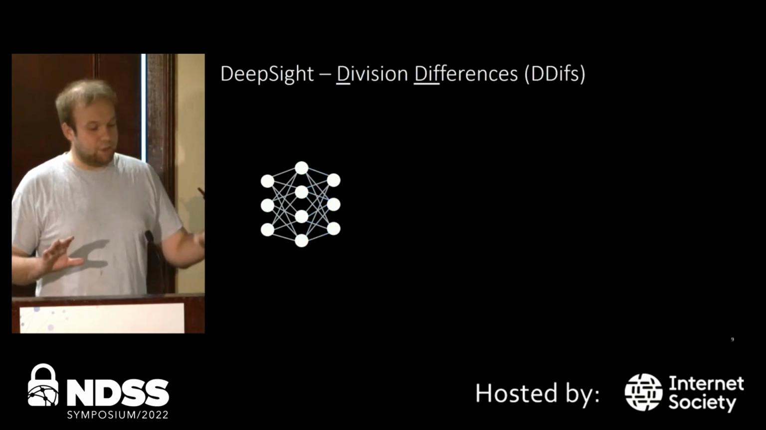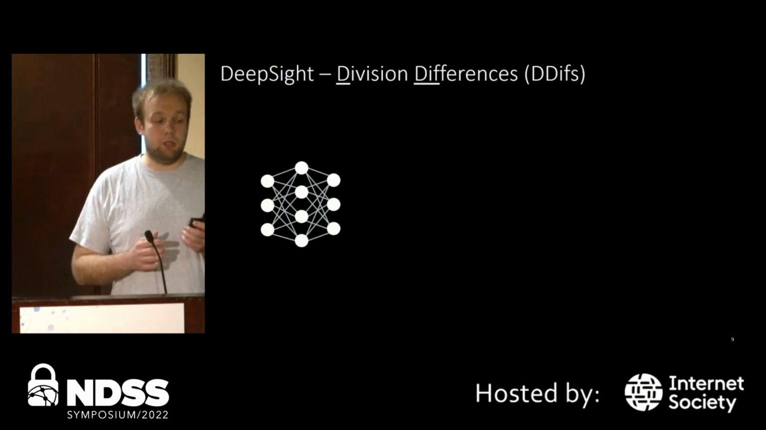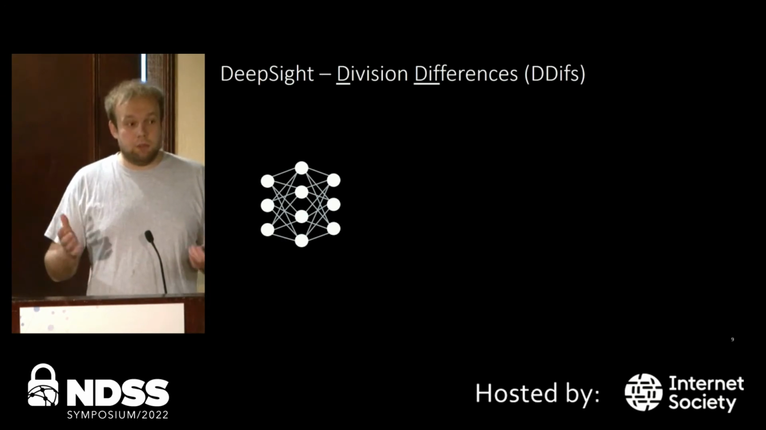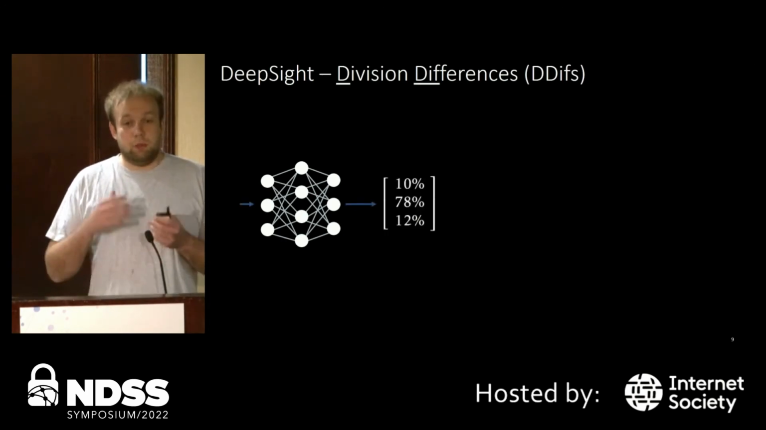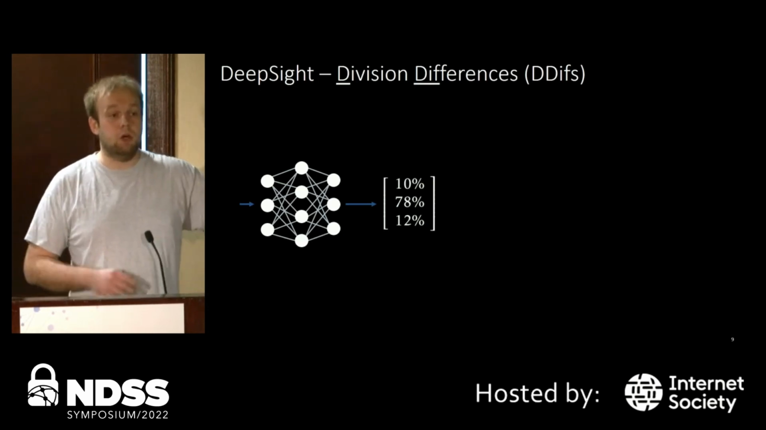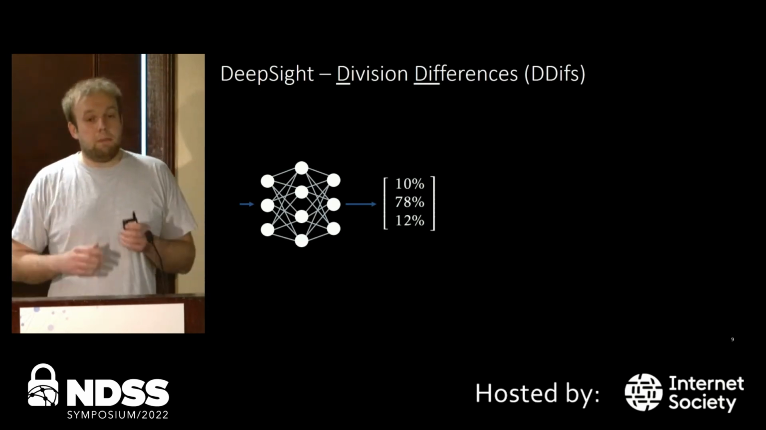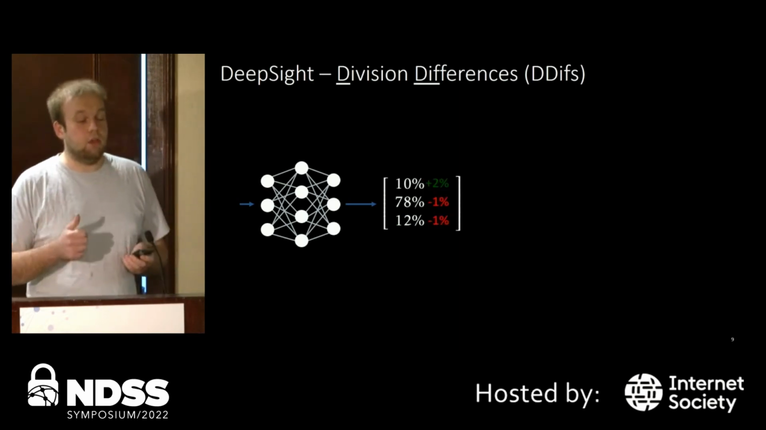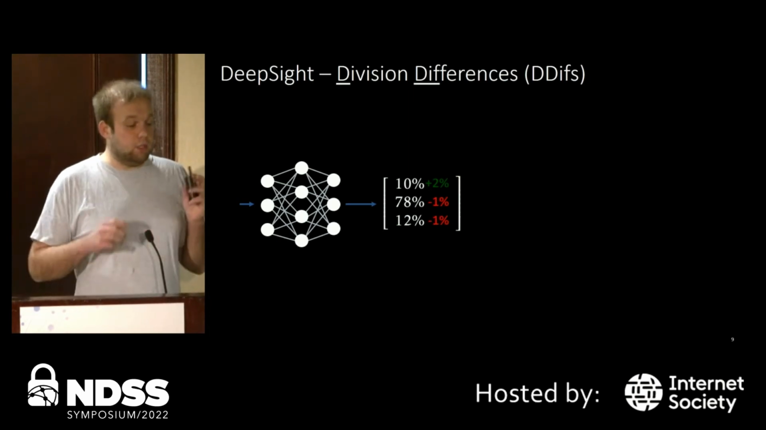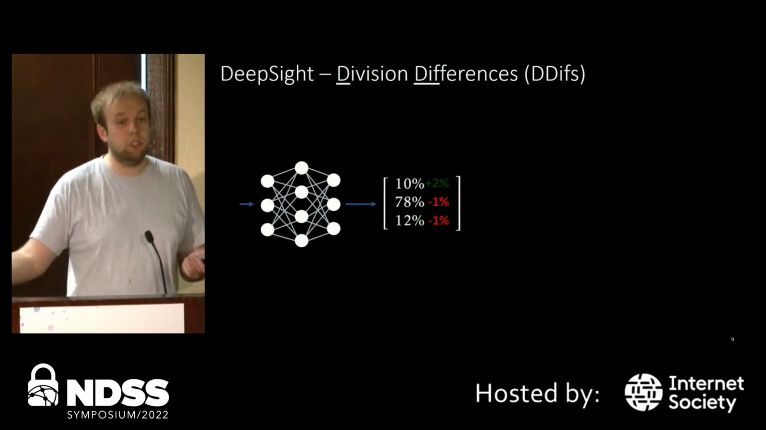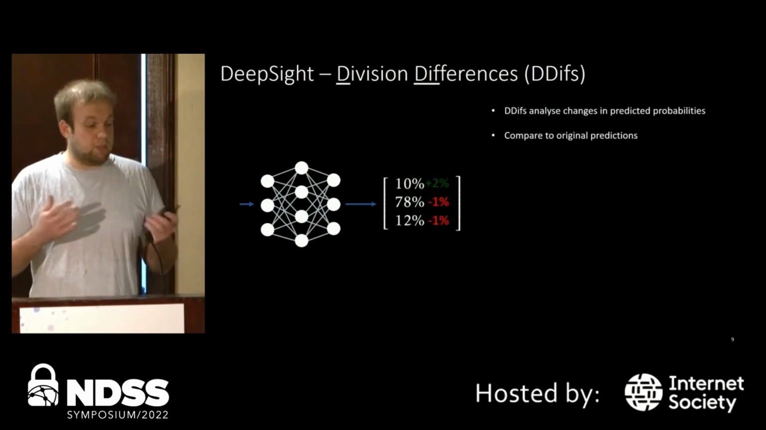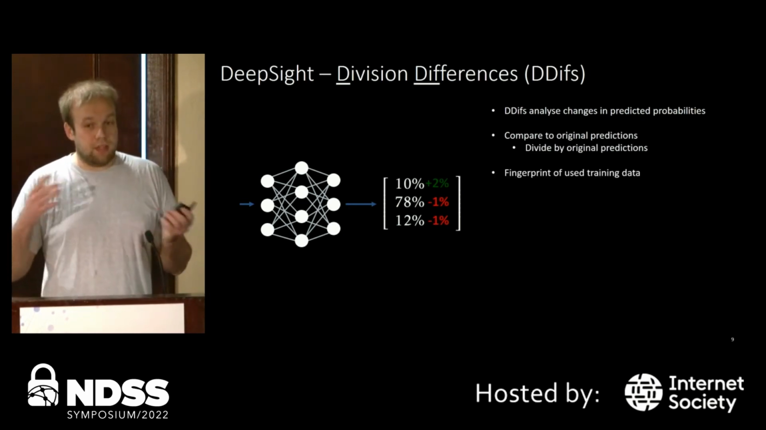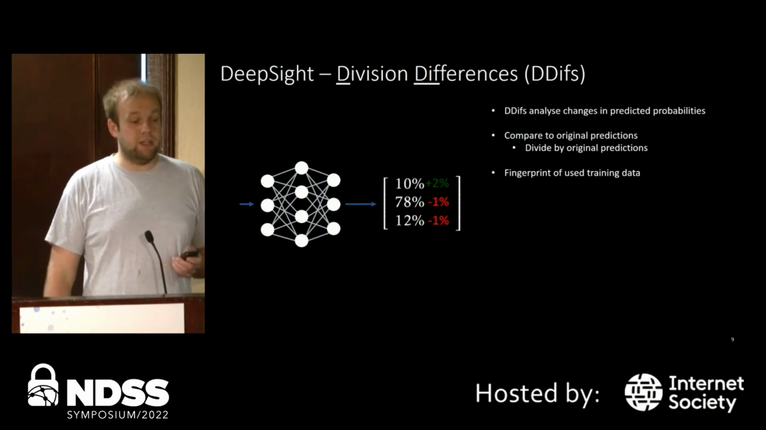The second technique that we introduced to analyze the models looks at the predictions of the neural network. Usually a neural network, when taking an input sample, predicts for every output category the probability that this specific sample belongs to this category. But when we train a neural network on the local data, then these predictions will obviously change. And the second technique looks at exactly these changes. It compares these changes to the predictions of the original model by dividing them, and that's why it is called division differences. By dividing these predictions, we obtain a second fingerprint that we can use later for identifying poison models.